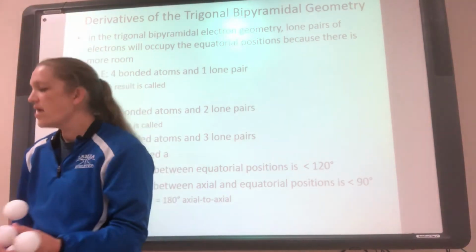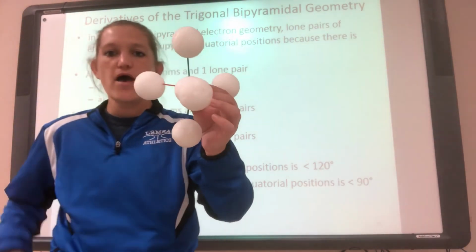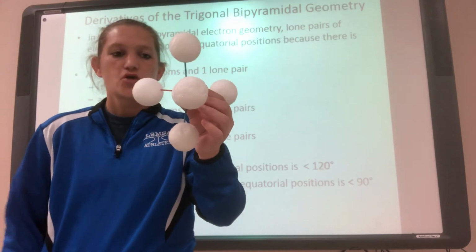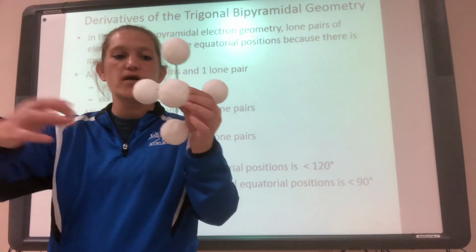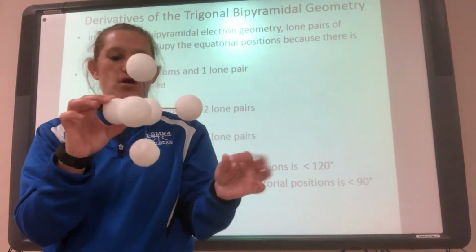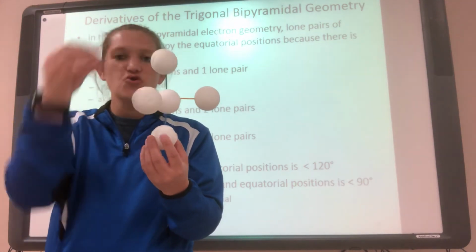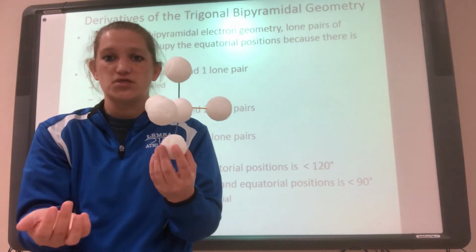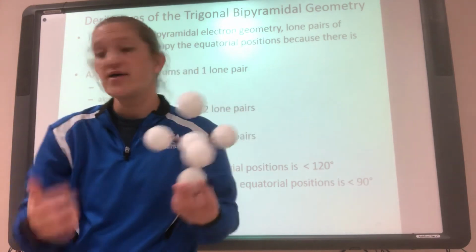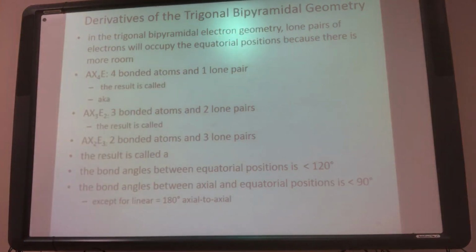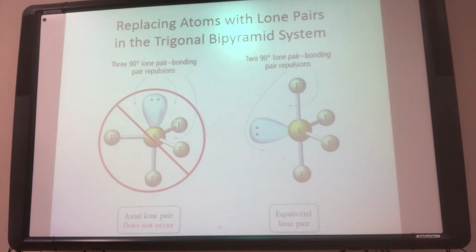All right, so now let's talk about the derivatives of the trigonal bipyramidal. Now I need to put in a lone pair of electrons. So one of these is going to be a lone pair, and instead of it being a bond, I have to pick. But I have axial positions and equatorial positions, so I need to know the best choice. Let's look at the next slide to help me know.